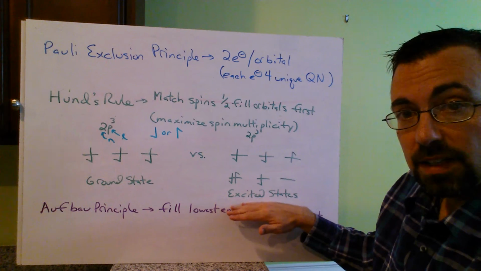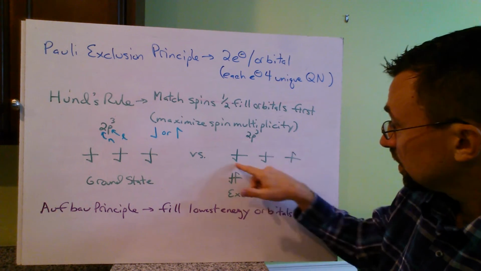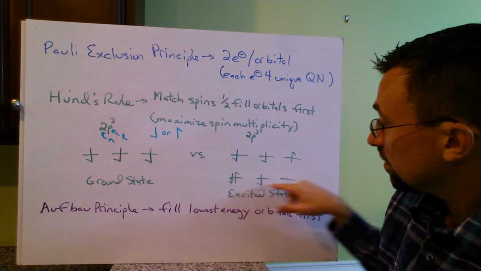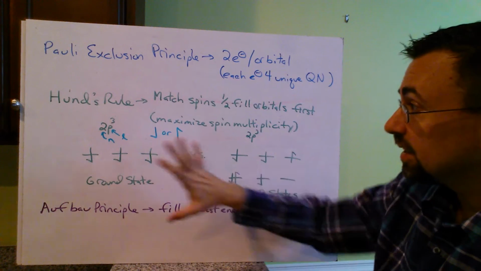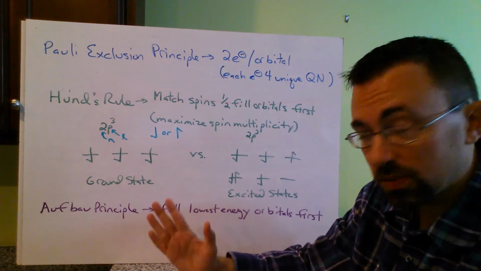But there are excited states, right? We could flip one of the electrons. This would be half filled but not matching, and this is neither half filled nor matching. So again, that's a visualization of what Hund's rule is. This is called orbital filling diagrams. We'll do more examples later in the video.